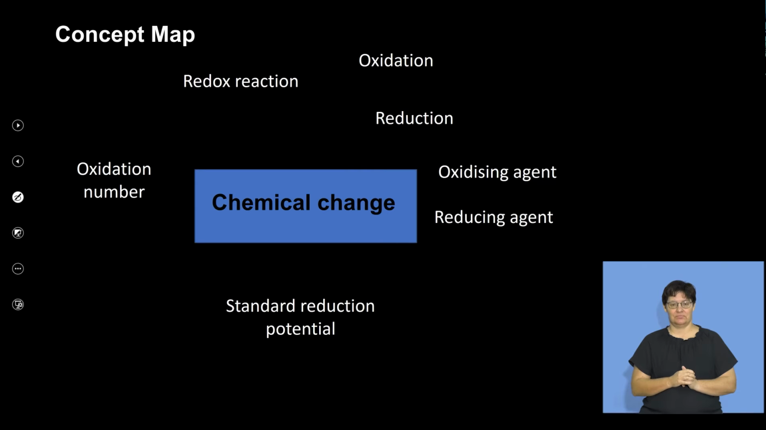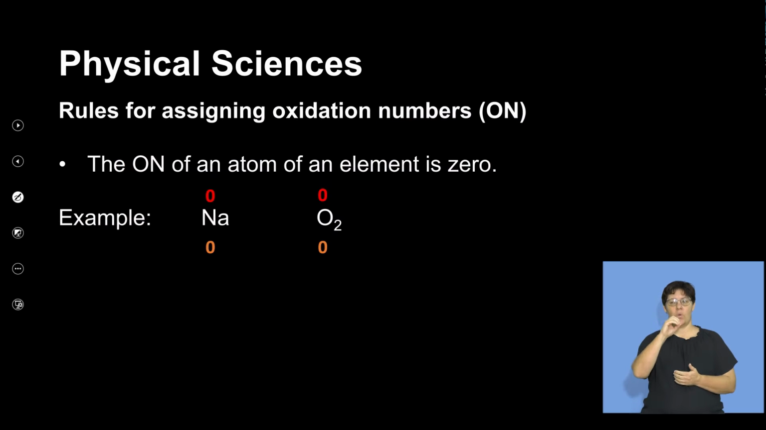Right, so we're still discussing oxidation numbers. Now the focus is on the rules for assigning oxidation numbers. So the abbreviation ON, from now moving forward, will stand for oxidation numbers. Okay, take note of that.